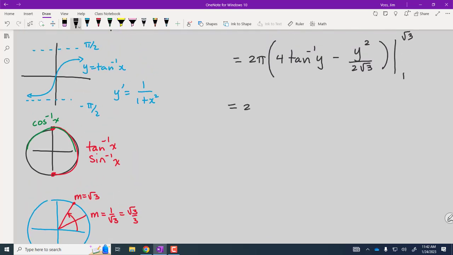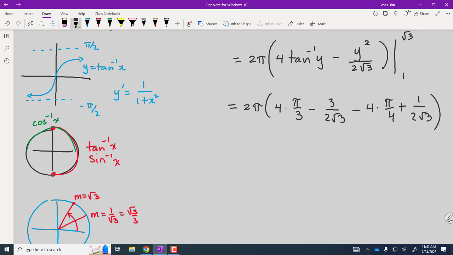So this is going to be 2 pi multiplied by 4 times pi over 3 minus, plug in root 3 here. Root 3 squared is 3, so we get 3 over 2 root 3. And now we have to subtract off the antiderivative at 1. Arctangent of 1 means the angle on the right side of the circle with a tangent value of 1. It's the angle that has a terminal ray with slope 1. Pi over 4. Excellent. So we're going to have 4 times pi over 4 plus, plug in the 1 right here, and we get 1 over 2 root 3.